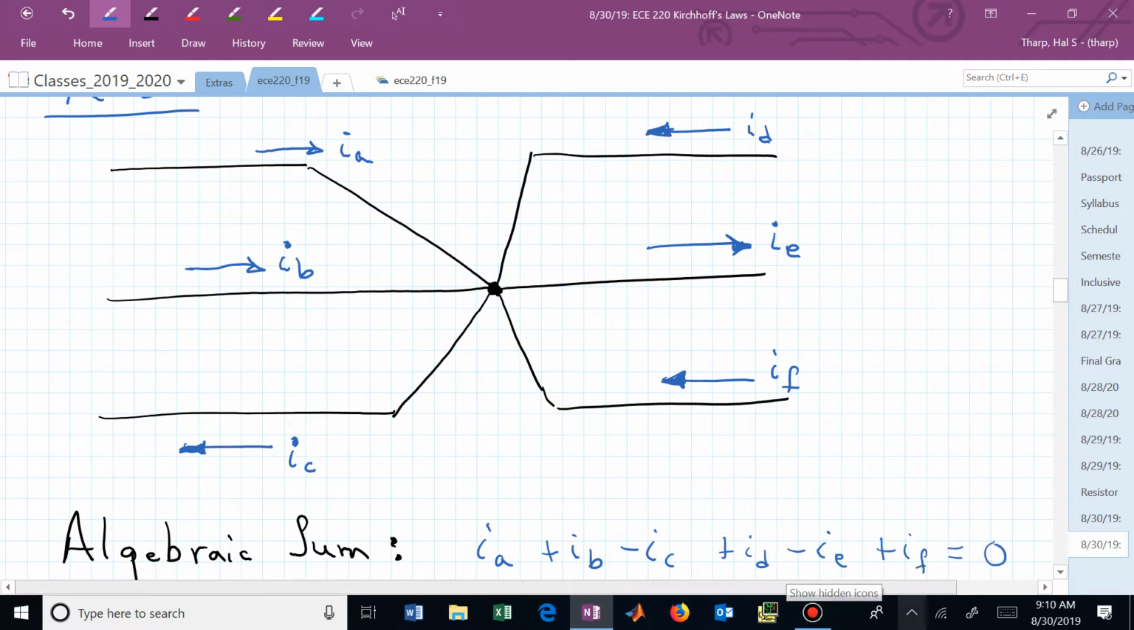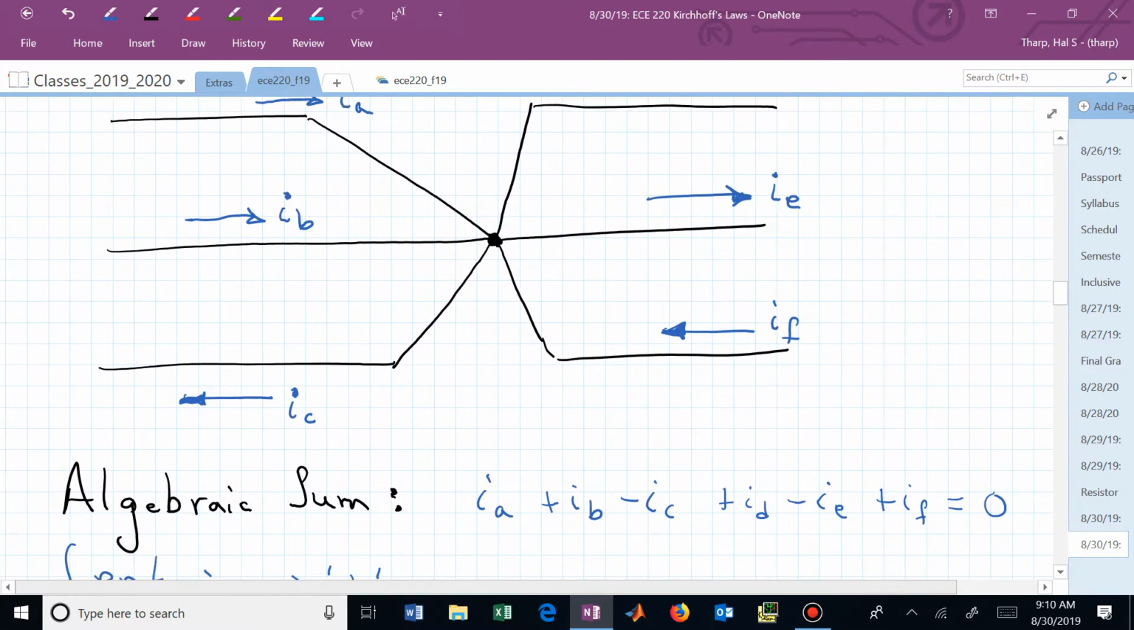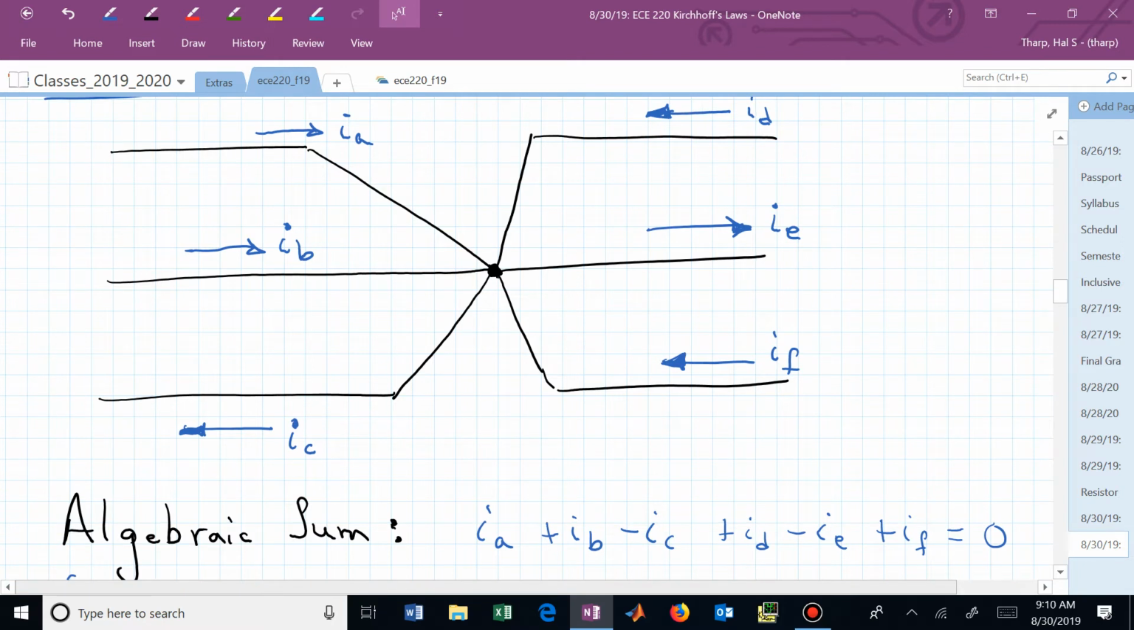The algebraic sum of the currents at a node equals 0. That's really just conservation of charge. Charge can't accumulate at a node. It has to be going to its different places and being conserved. KCL, that's one way of keeping track of those currents.